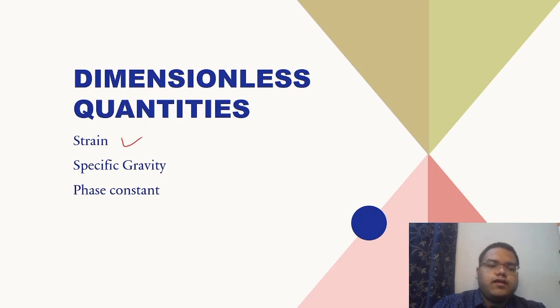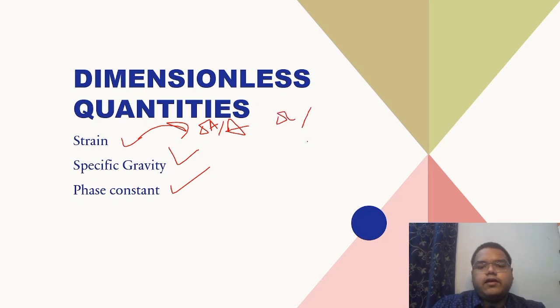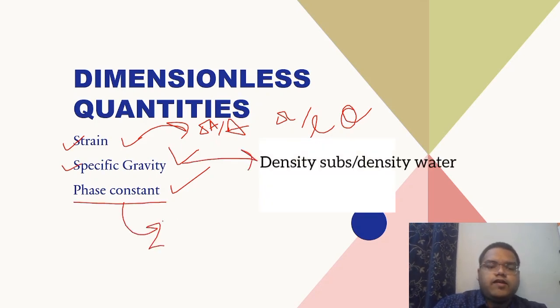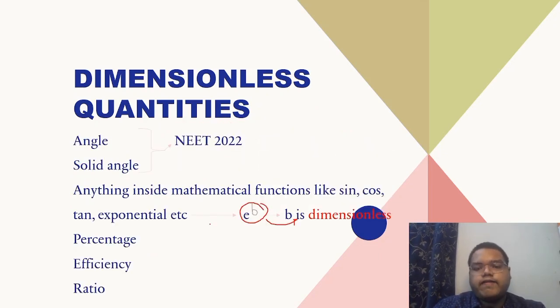Next, strain, specific gravity, phase constant. Strain is delta A by A in bulk modulus, or delta L by L in Young's modulus, or theta in shear modulus. Specific gravity. Specific gravity is the ratio. Phase constant is also a dimensionless quantity as it is present inside any mathematical function like sine, cos, etc.